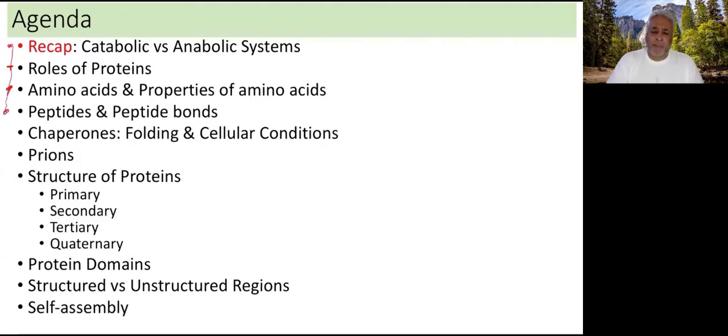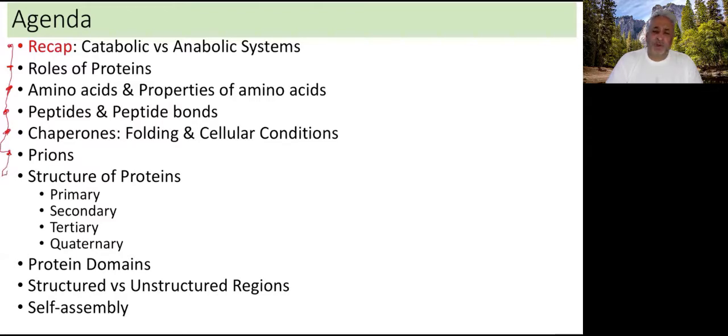We'll next look at peptides and what peptides are and how they're constructed. And we'll finish off that conversation by looking at how peptides are folded into their final shapes and the role played by chaperone systems within cells. Then we'll take a small tangent and look at diseases caused by proteins of a particular type, prions.